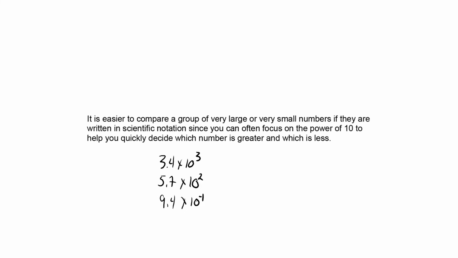It's easier to compare a group of very large or very small numbers if they're written in scientific notation, since you can often focus just on the power of 10 to help you quickly decide which number is greater and which is less. In this example, you can see we've got a 10 to the third, a 10 to the second, and a 10 to the minus first. It's very easy to see then that the number with 10 to the minus first is going to be the smallest number, and the 10 to the third is going to be the largest number.